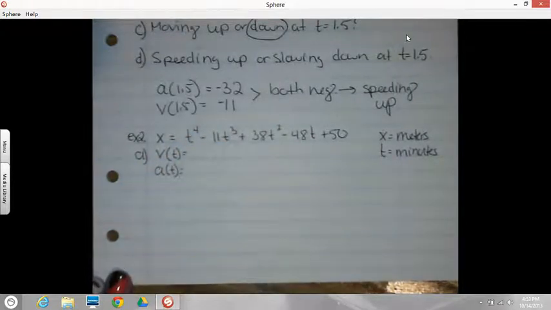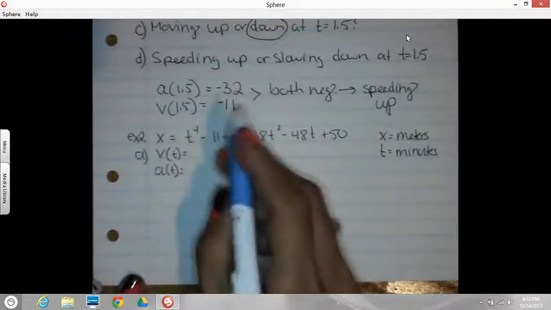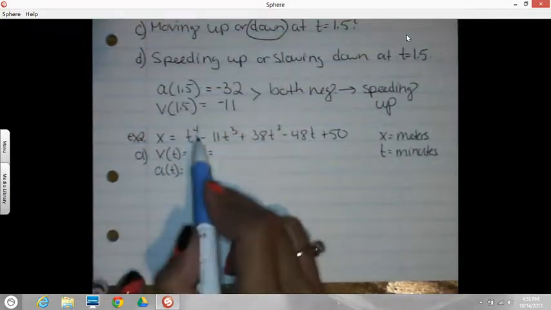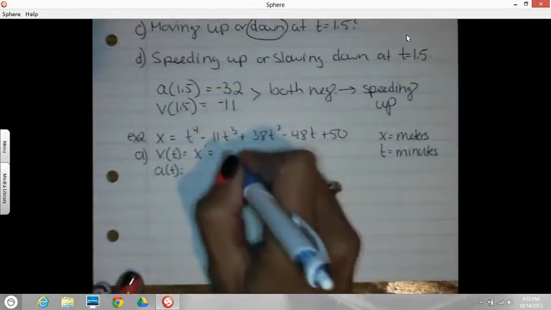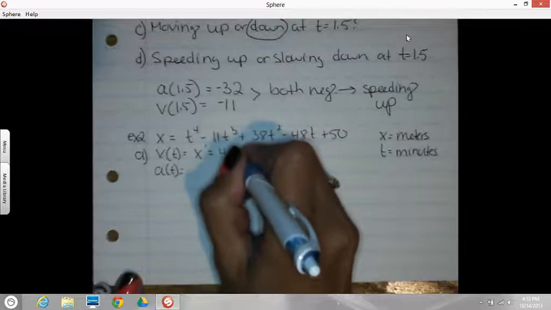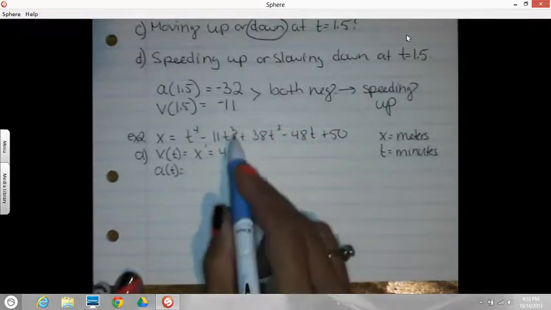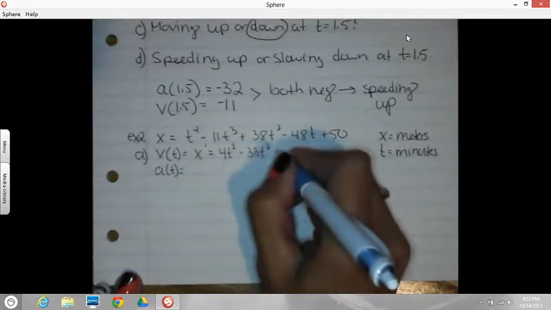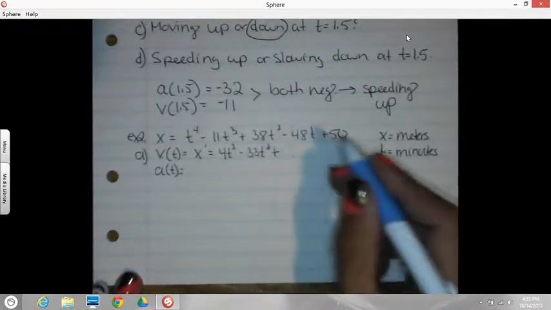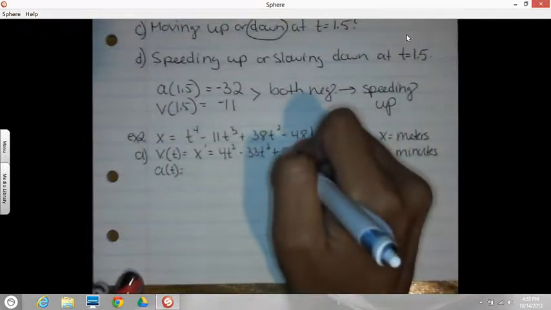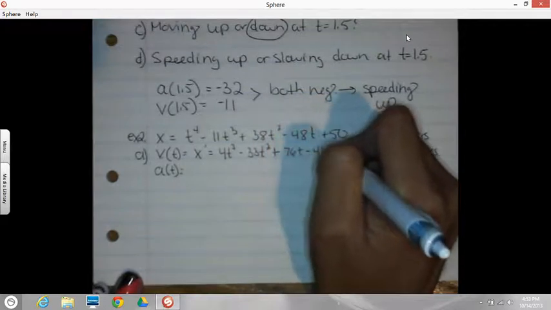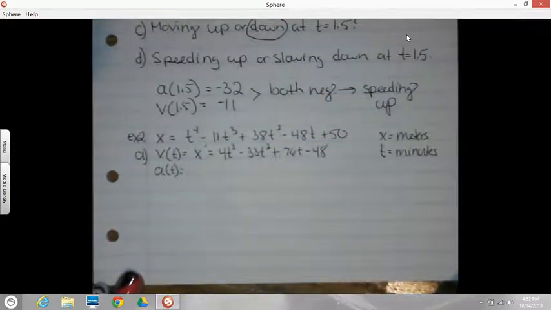So, again, it doesn't tell you what to do. You've got to know the connection between velocity and distance, and you know that velocity is the derivative of distance. So go through and do our little power rule. The 4 comes down, so it'll be 4t cubed minus 33t squared plus 76t minus 48, and the constant goes to 0.